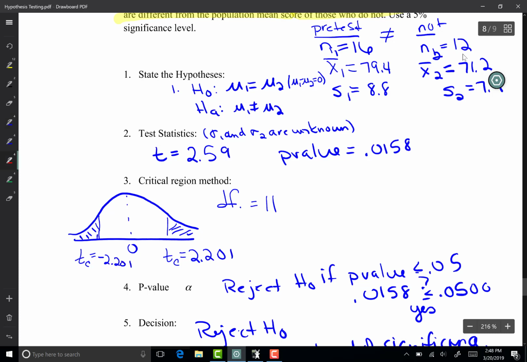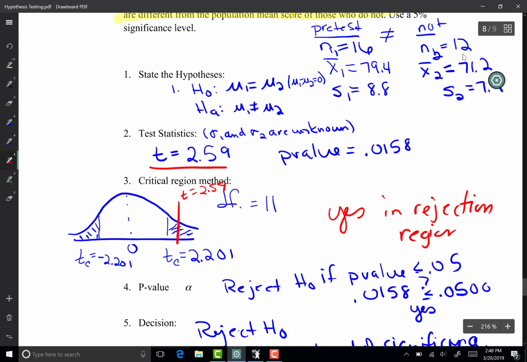So when I draw in my test statistic, 2.59 is going to fall right here. So it does fall in the rejection region, which is consistent with my p-value approach of rejecting H0. Make sense?